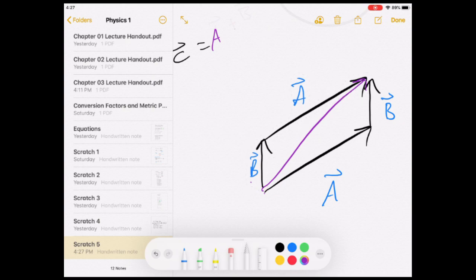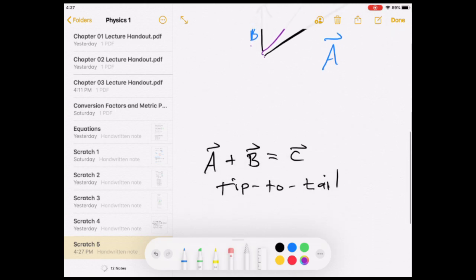So when we add vectors tip to tail, it does not matter which order we add them. You know what that is? That's the commutative law of addition, right? That means A plus B equals B plus A. All right, so that's great. Addition of vectors is commutative. Turns out only some kinds of multiplication of vectors are commutative, but we're not going to get that far into vector math in this course.